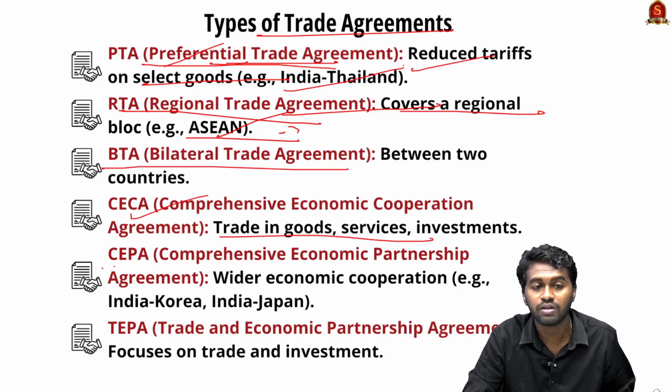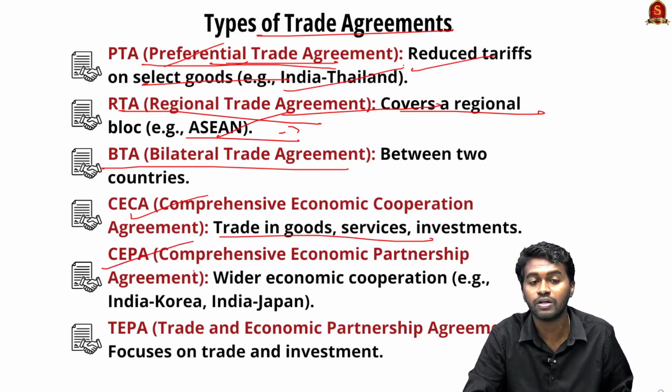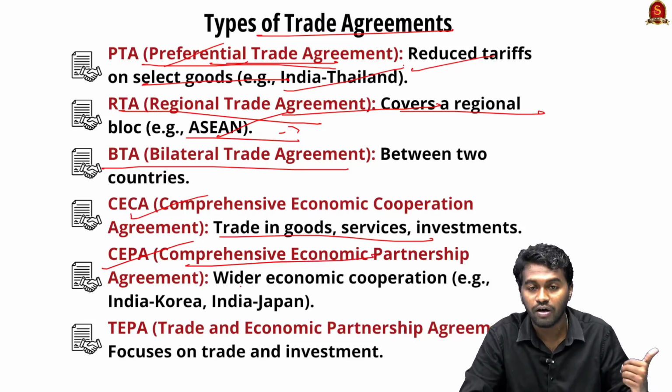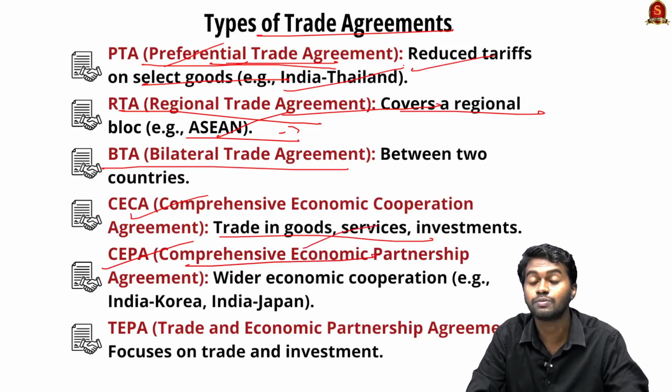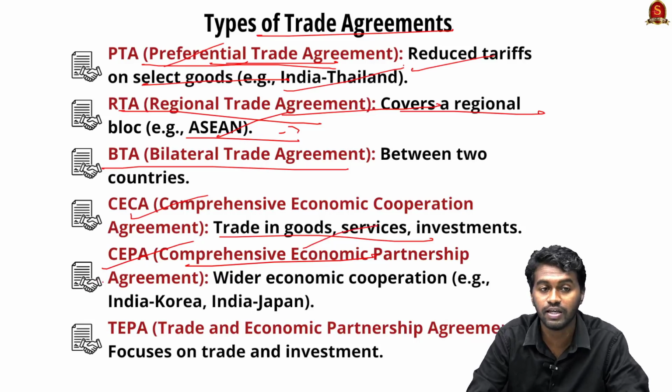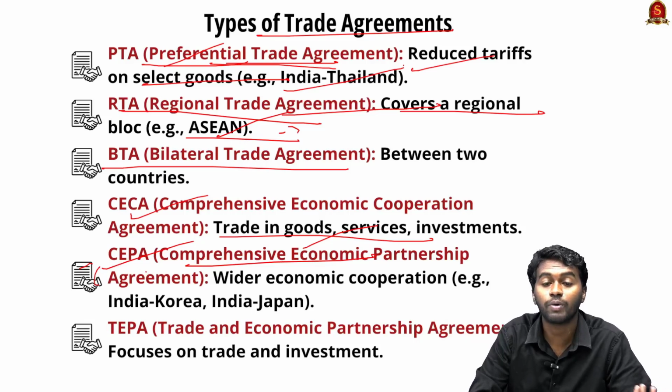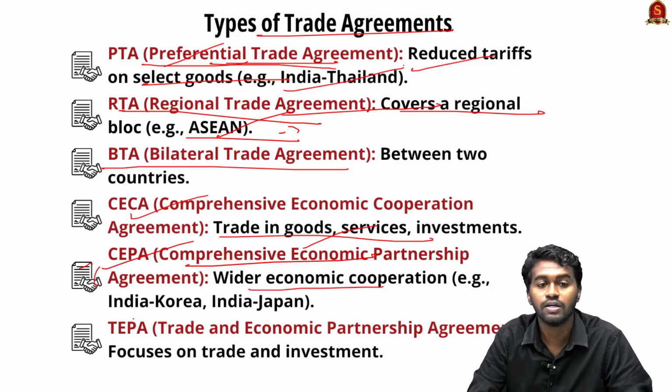And the next we have the Comprehensive Economic Partnership Agreement. This ensures partnership in similar areas, but comparing with the CECA, that is the Comprehensive Economic Cooperation Agreement, the scope of CEPA, that is Comprehensive Economic Partnership, is much wider, and India has signed the Comprehensive Economic Partnership with nations like Korea and Japan.